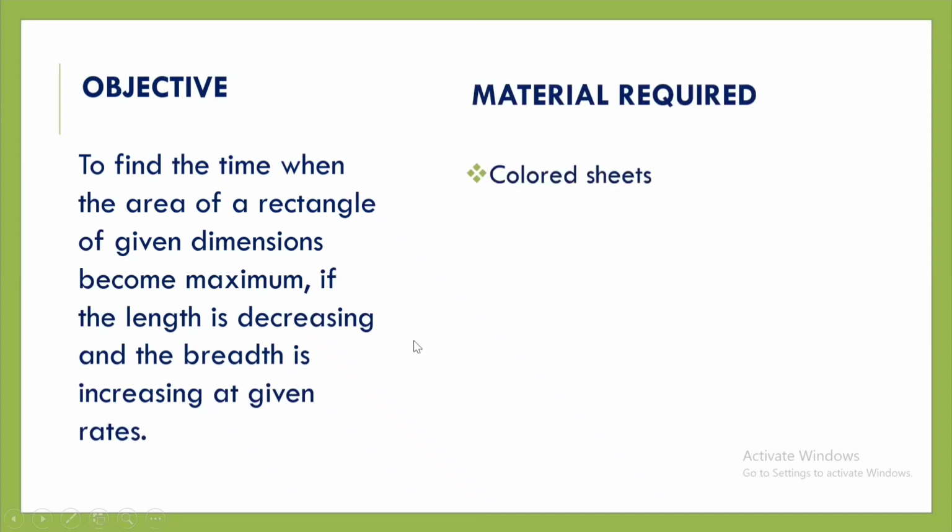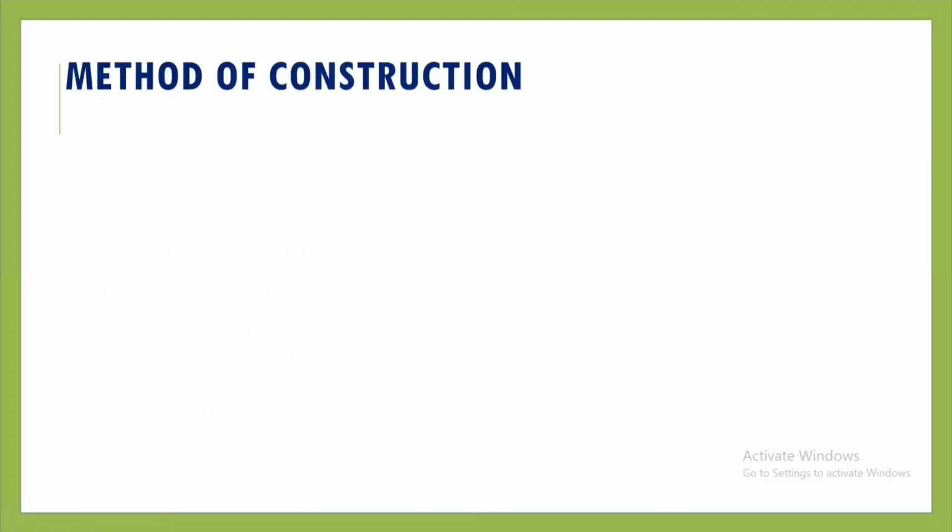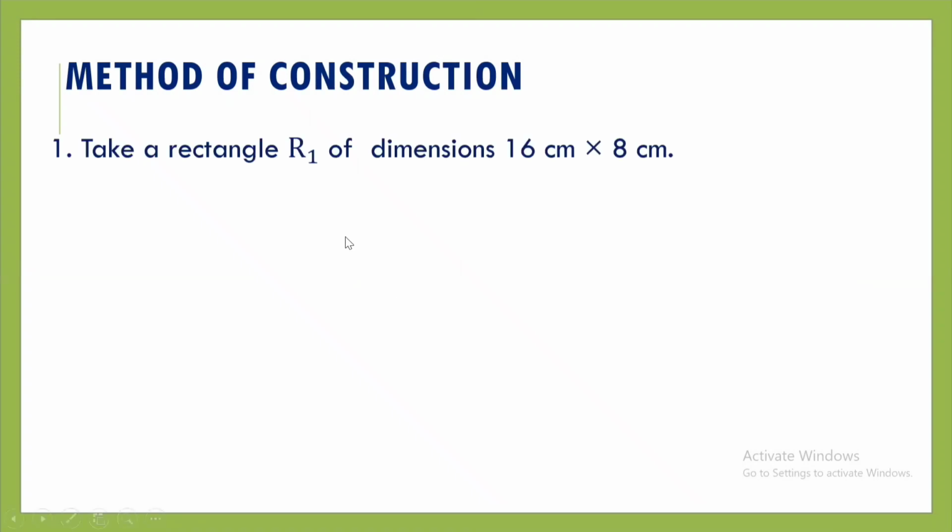Material required: colored sheets, pencil, ruler, calculator, adhesive. Let us see the method of construction. We take a rectangle R1 of dimension 16 centimeter by 8 centimeter. Now, what we are going to do is reduce the length of the rectangle by a certain fixed number and increase the breadth again by a certain fixed number.